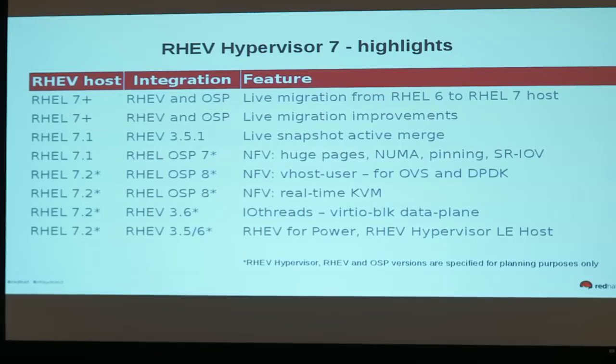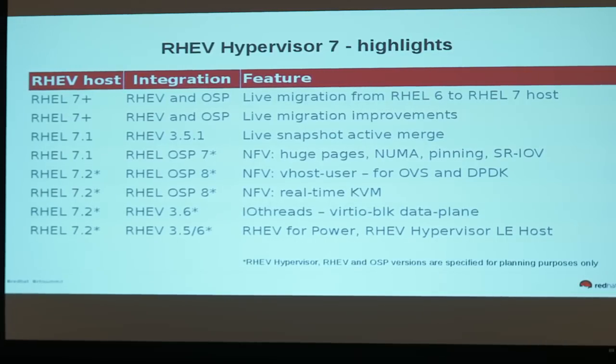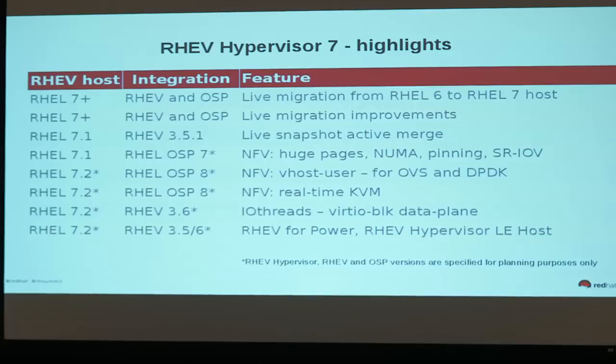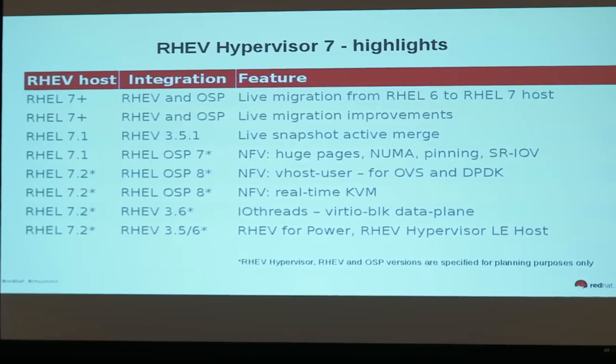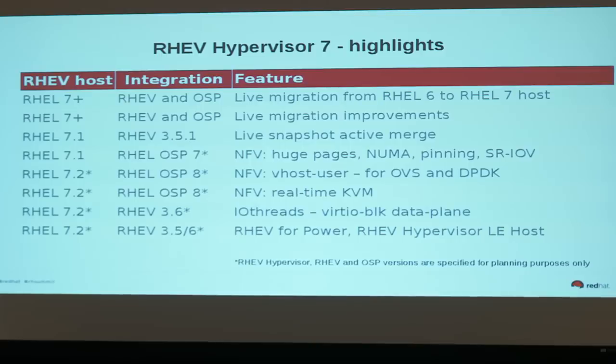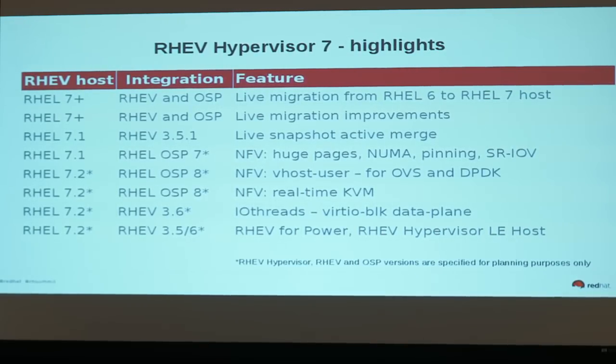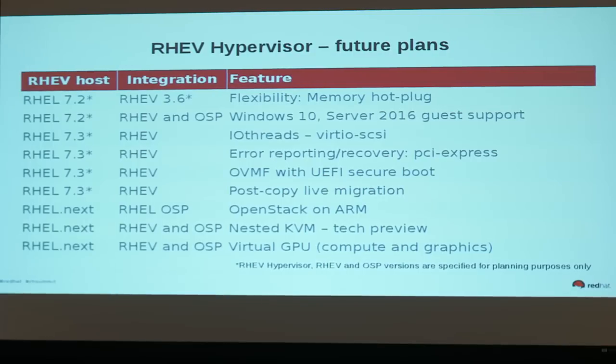So this is just a wrap-up of the features that I've already talked about and what version we think. If it has a star, it means it's a future version, and I can't promise that the feature will be in that version. But I'm pretty confident about the ones that say RHEL 7.2, because we're at the phase of development where we're pretty much sure. The final slide I have is about our future plans.